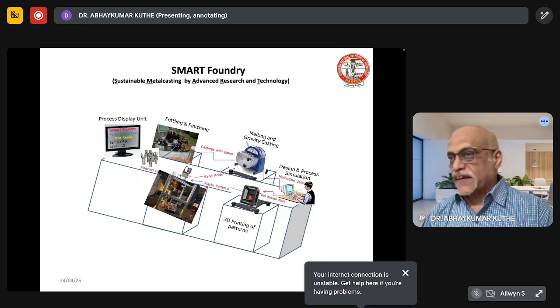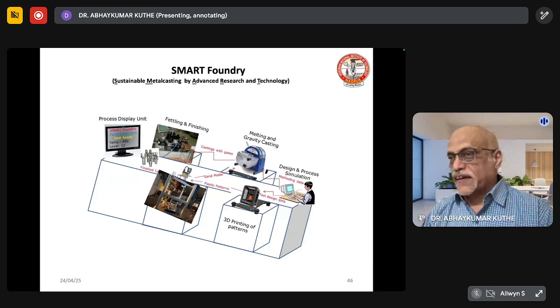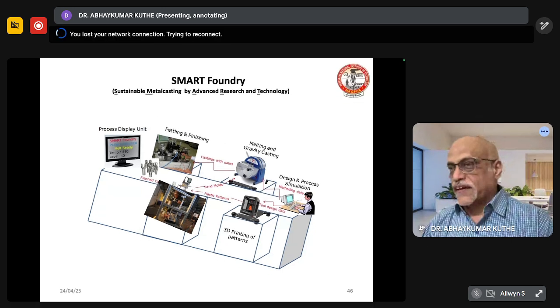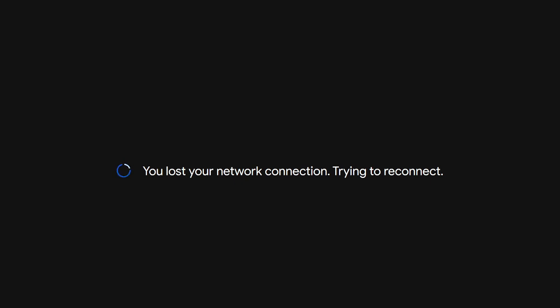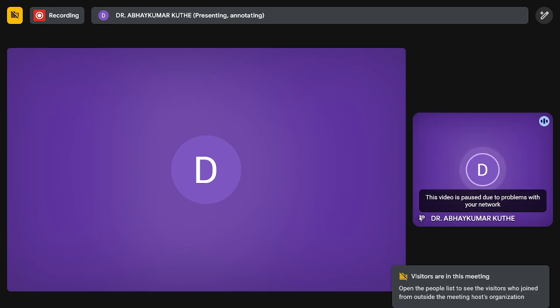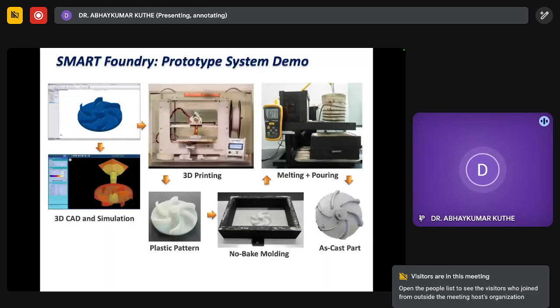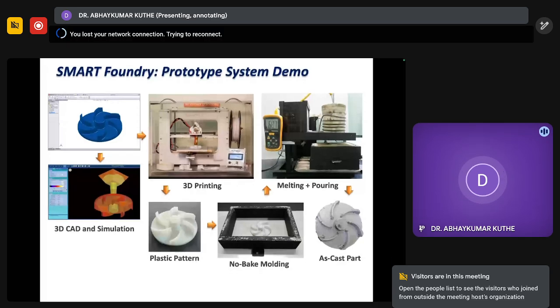Now let me quickly show you the prototype system of that whole product system. So we say: from CAD to part in 8 hours.